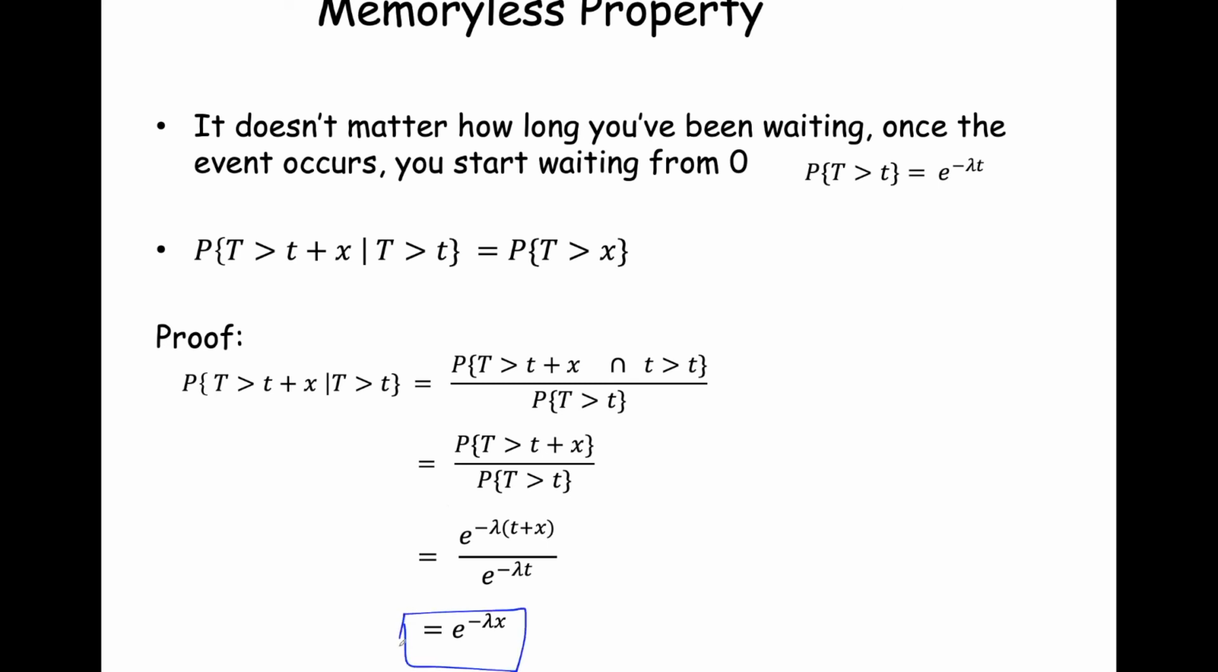We notice that, hey, wait a minute, it doesn't matter if we have probability of T greater than t plus x given that an event occurred after t. We reset the clock, and we're only concerned about that amount x. That's the memoryless property, and there's our proof.